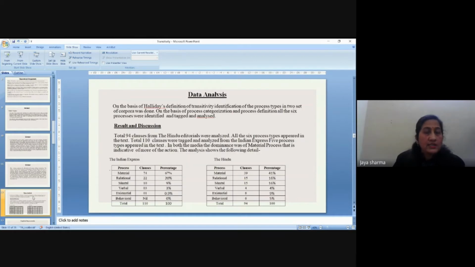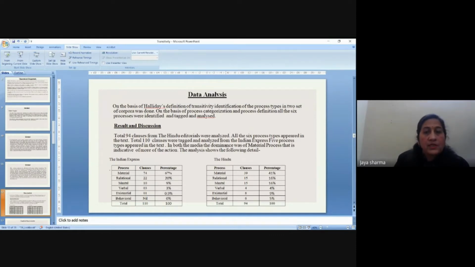So now this is the data analysis. On the basis of Halliday's definitions of transitivity, identification of the process types in the two sets of corpora was done. On the basis of process categorization and process definition, all the 6 processes were identified, tagged and analyzed. So this is the result. A total of 94 clauses from the Hindu editorials were analyzed. All the 6 process types appeared in the text. A total of 110 clauses were tagged and analyzed from the Indian Express. 5 process types appeared in the text.